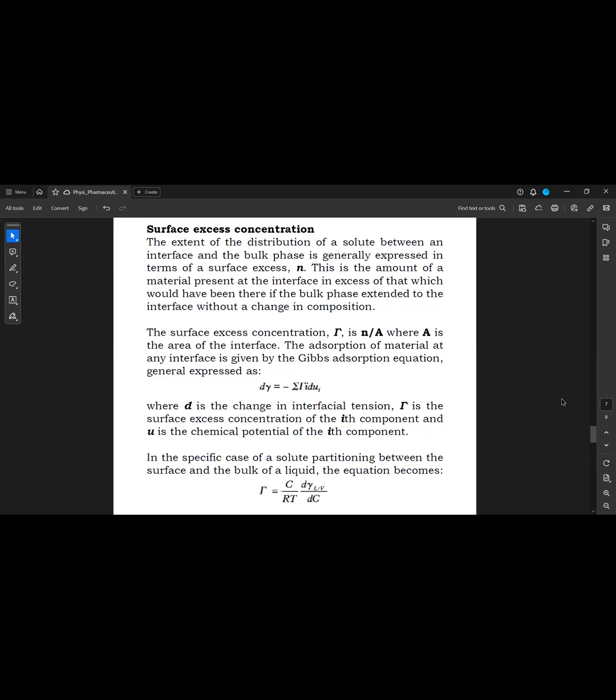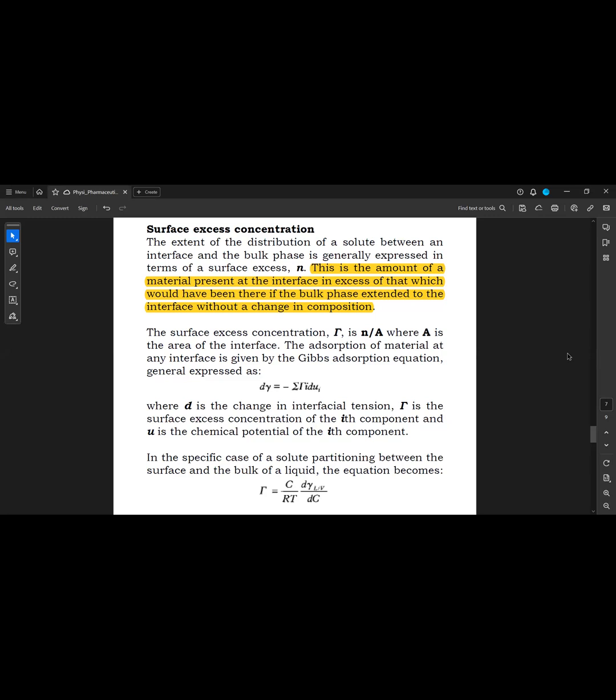I don't know how to explain it in a way that makes sense. Basically, just know there's an excess concentration of the surfactant, because the bulk of the interface would be the liquid. So if there was a way that the bulk phase can extend to the interface without a change in composition, then, okay, just a moment.